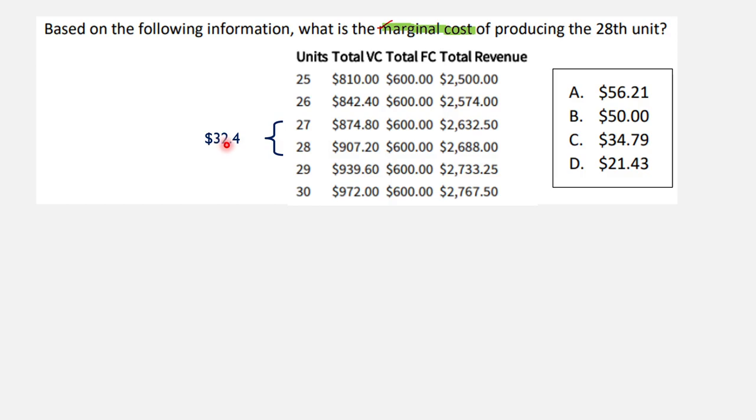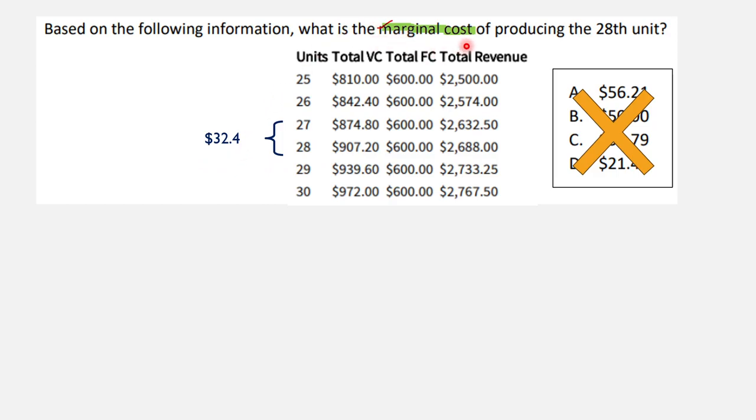Wala ata sa choices, no? Wala sa choices na binigay ko. Pasensya na. Ha? So, correction na lang, ha? The correct answer for the second question, no? Marginal cost of producing the 28th unit is supposed to be 32.4. Unfortunately, I did not include the actual answer in the choices. So, the answer must be 32.4.